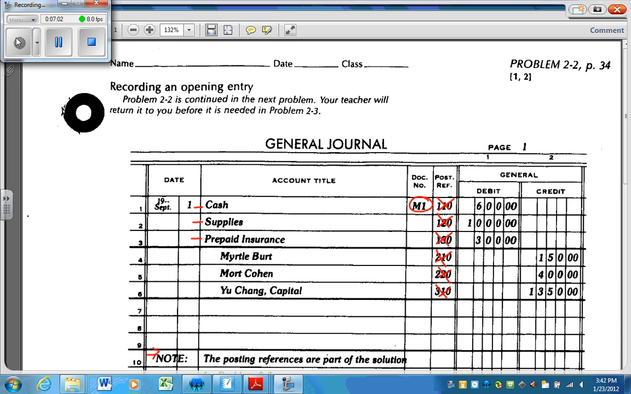Our cash had $600 in it. And you remember how our assets were on the left-hand side? When we go to put our totals in, do you see how the debit's on the left-hand side? That means your assets are going to have debit balances.